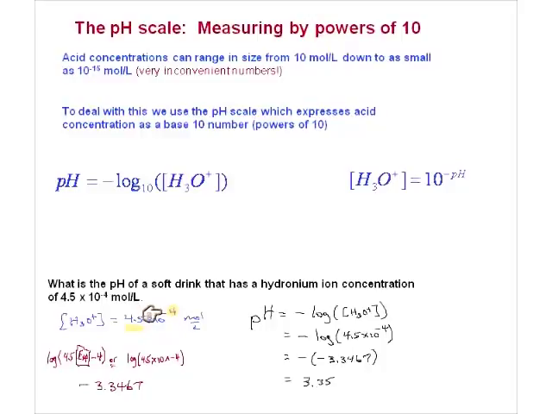So because this exponent is negative 4, I'm estimating my pH to be between 3 and 4, and lo and behold, when I calculate it, there you go. So I know I'm on the right track. I know the answer coming out of my calculator is in the right vicinity, because I expected it to be between 3 and 4. Lo and behold, it is.